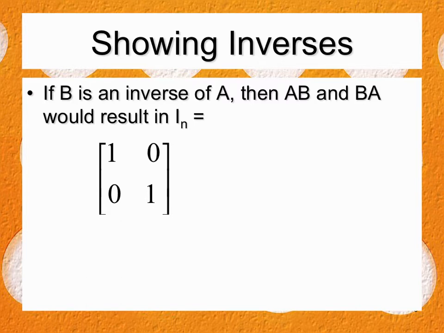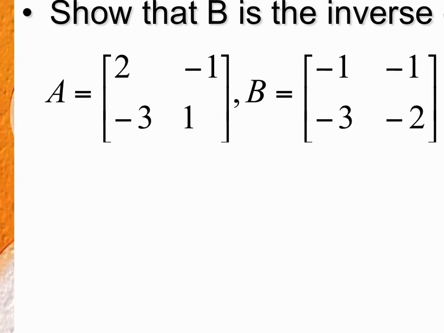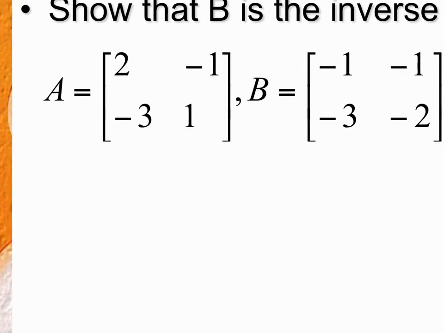The second type of problem would be, is A the inverse to B, or is B the inverse to A? And so you'd be doing the same process, but maybe you don't get 1, 0, 0, 1 this time, and that would be a no. So this one says, show that B is the inverse of A. It's already telling you it is the inverse. Your work is your proof. So I have to multiply A times B and also B times A.